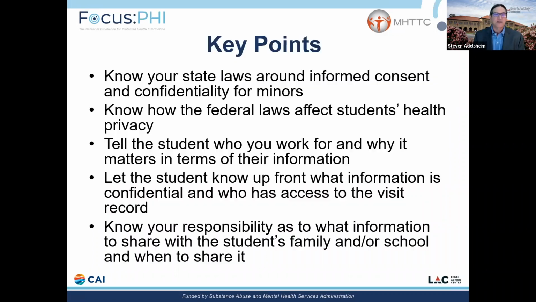Let's go to the next slide. So some key points to be thinking about are, it's important to also know your state laws around informed consent and confidentiality.